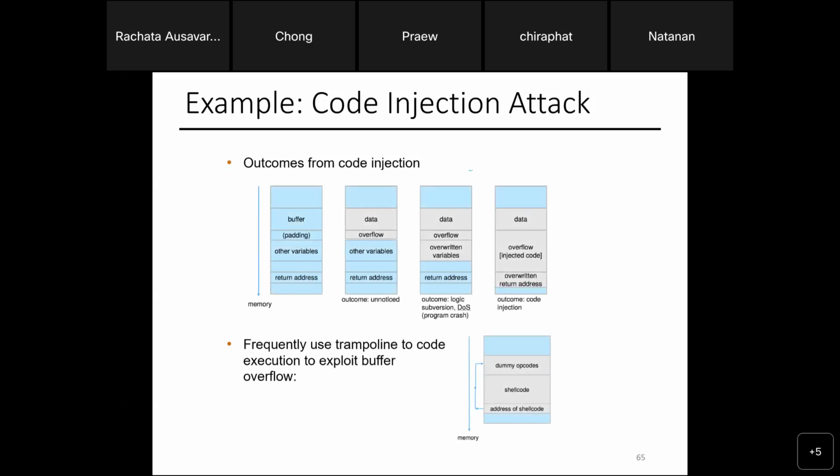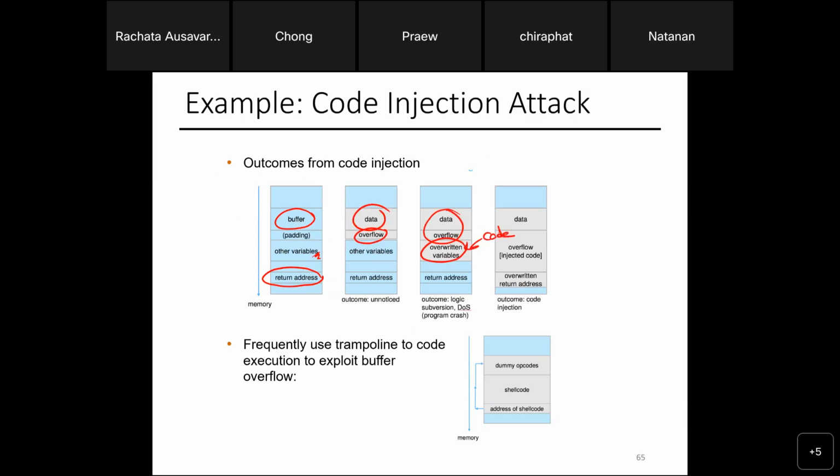And here's the injection attack, right? Again, you have the buffer, 256 in size. There's some other variable. And then most of the time, your program has a return address in the stack, right? In the stack. So what can you do? I put in some data. I make sure this goes over, right? Your data goes over. Your code goes here.